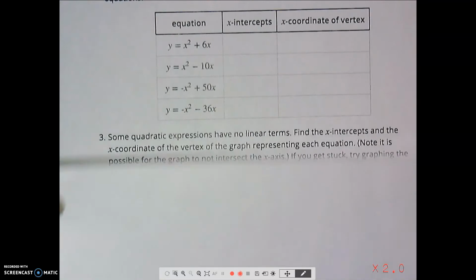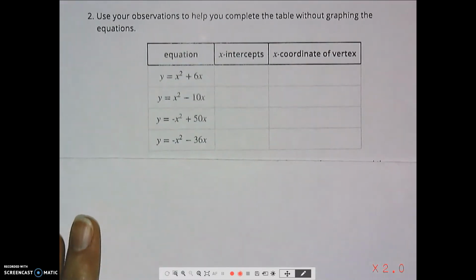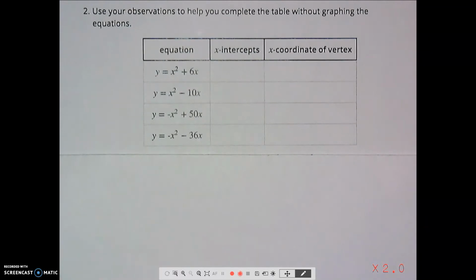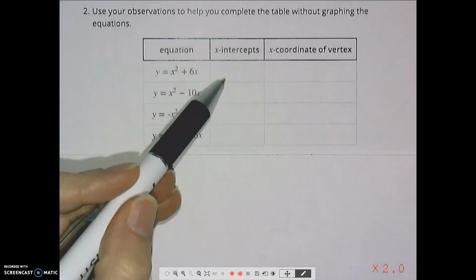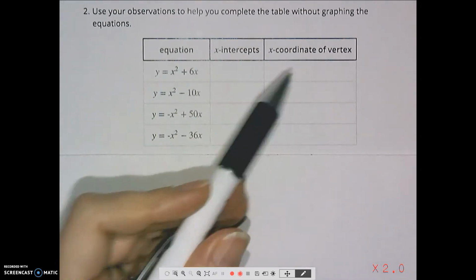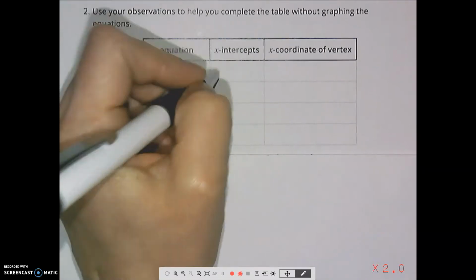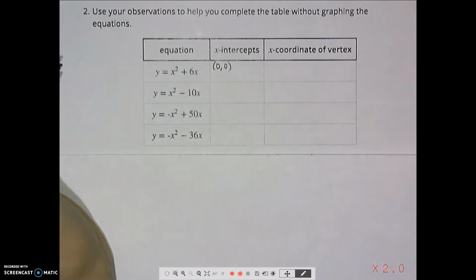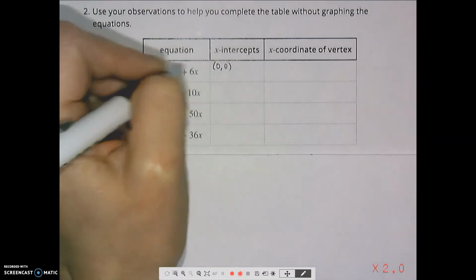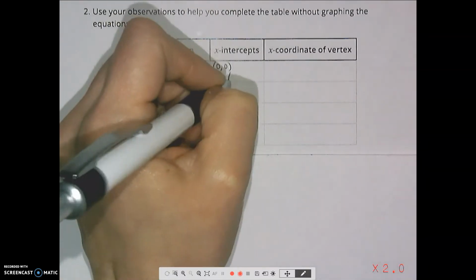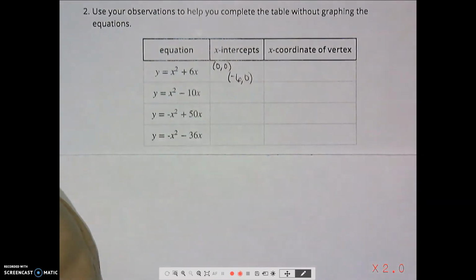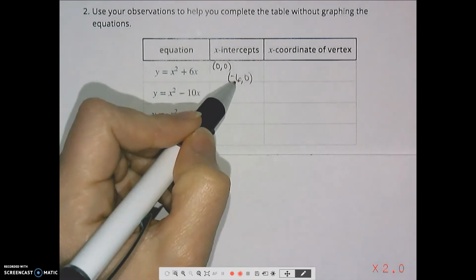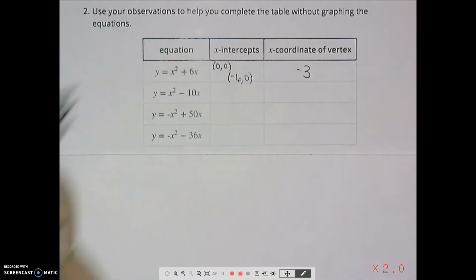Okay, so what we're going to do is look here at this table, and we have 4 different situations. We've got our equation. We want to build our x-intercepts and then talk about the x-coordinate of the vertex. So since we have x squared plus 6x, remember all of these went through 0, 0, that origin. That's coming from the GCF of x that you could take out to look at factored form. And then since this is a positive x squared, I'm going to change that to be negative 6, 0. The x-coordinate is going to be halfway in between those two things. So from 0 to negative 6, halfway in between those is negative 3.